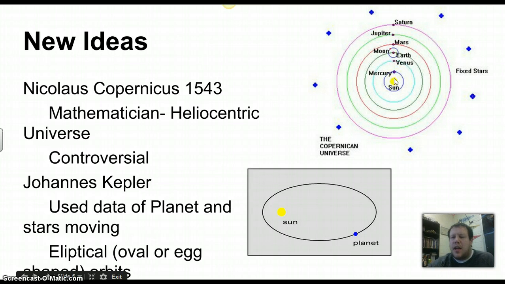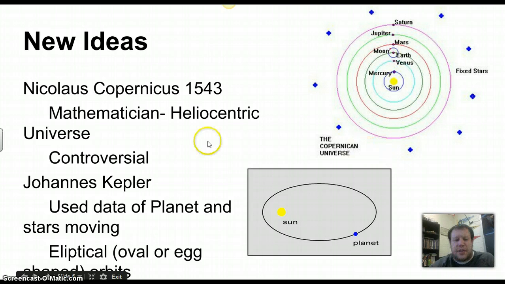And then out there, you have Mercury and Venus and Earth and the Moon and Mars and Jupiter and Saturn as far as they could see. Outside of that, he said, all those little stars out there are all fixed stars that aren't moving at all, and that they're there.